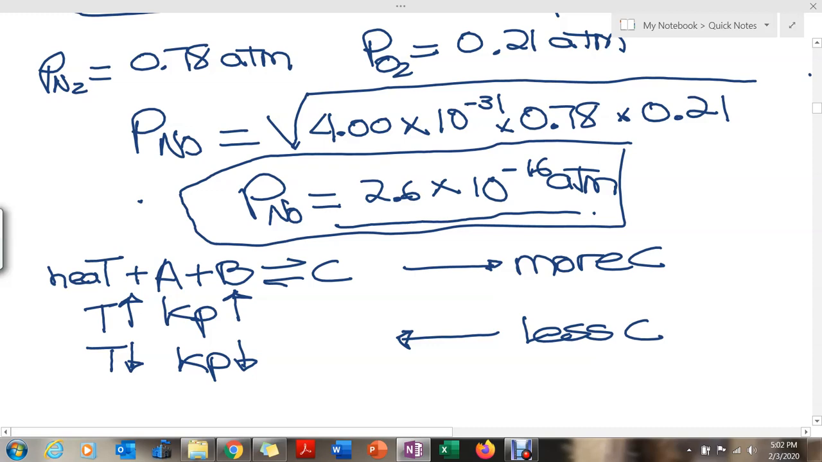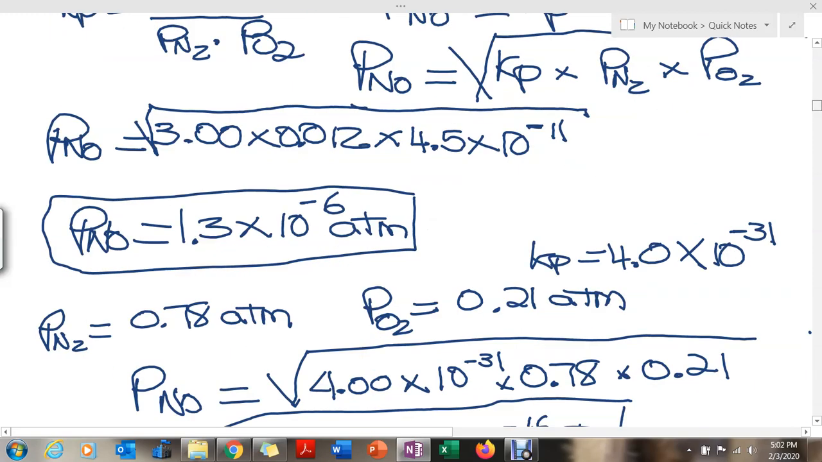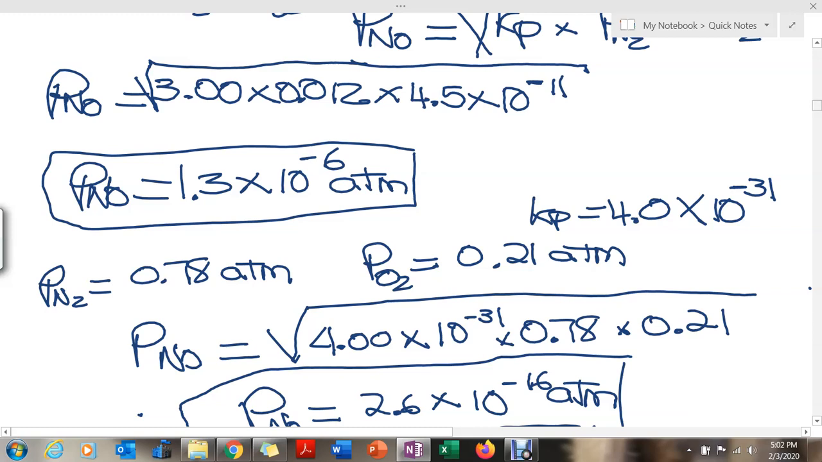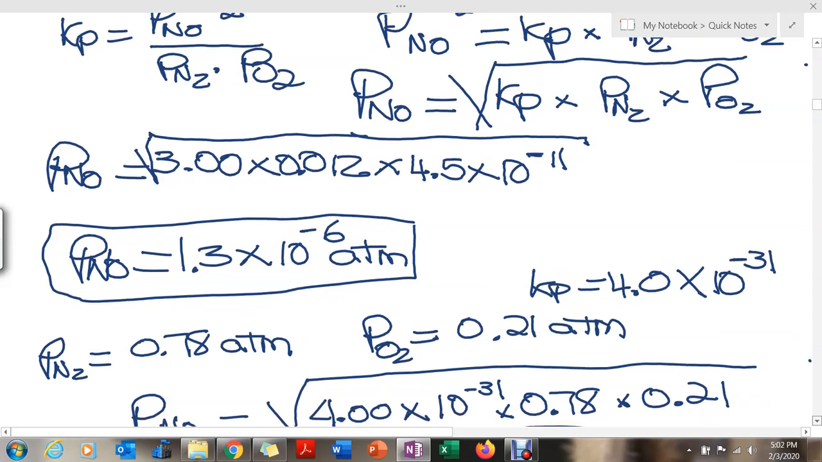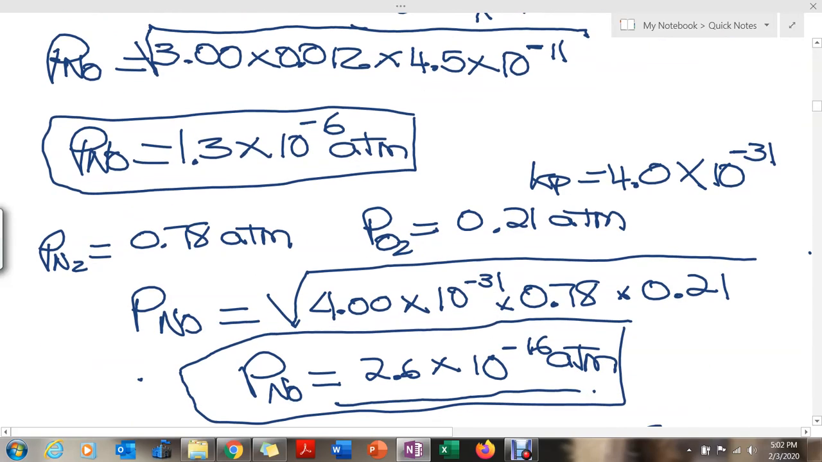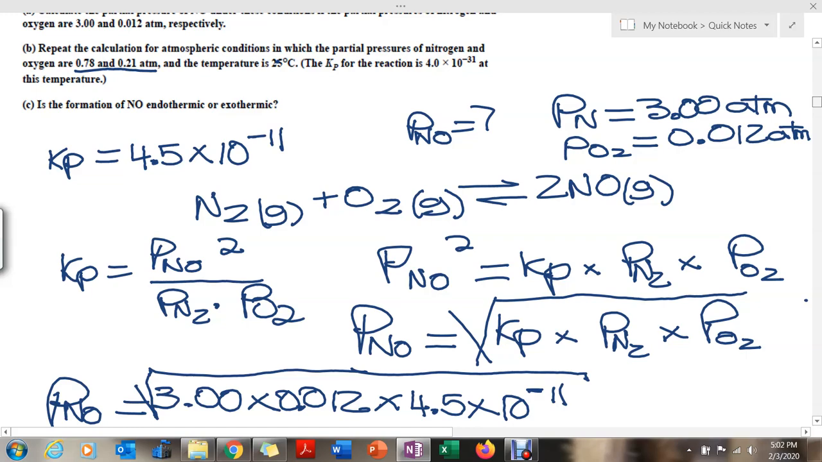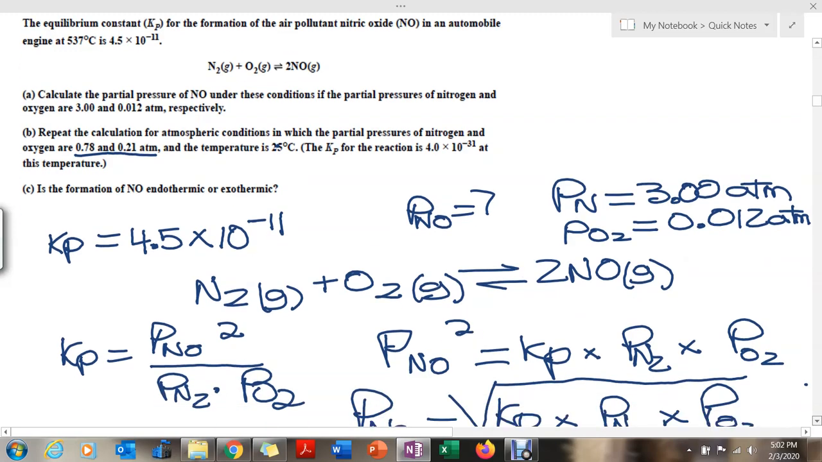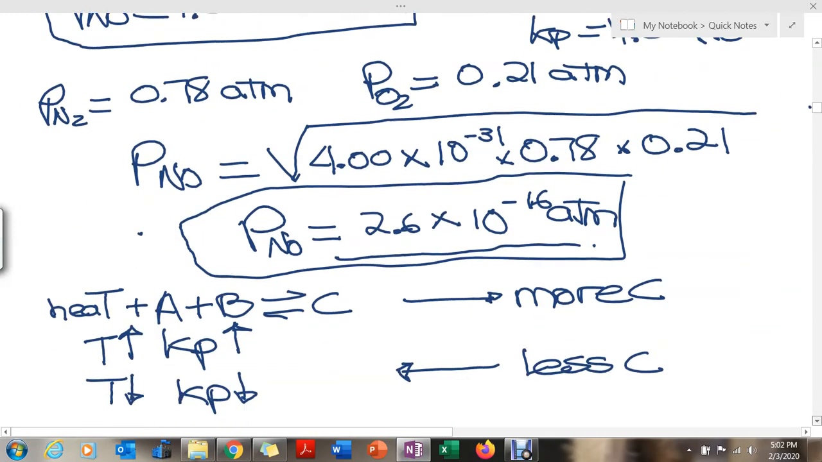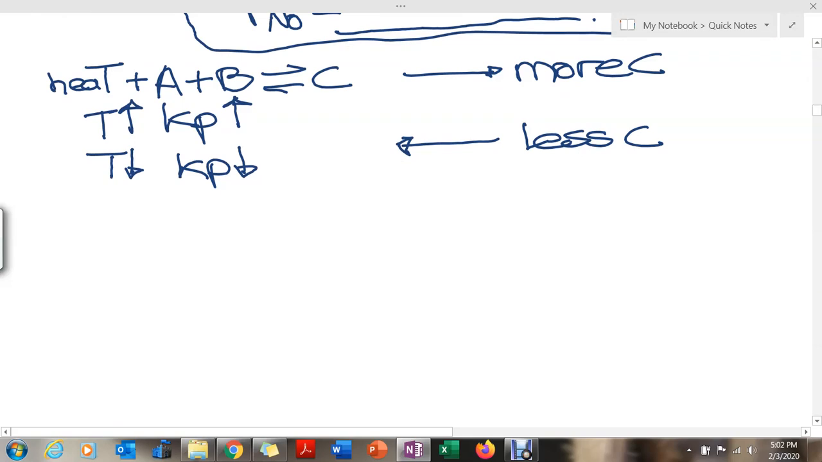The Kp, instead of 4.3 times 10 to the minus 4, 5 times 10 to the minus 11, we're talking about a Kp of 4.0 times 10 to the negative 31. So you see in this case, the second temperature is lower than the first, much lower. So in this case, it's endothermic because we reduce the temperature and the Kp decreases and the amount of product decreases too.